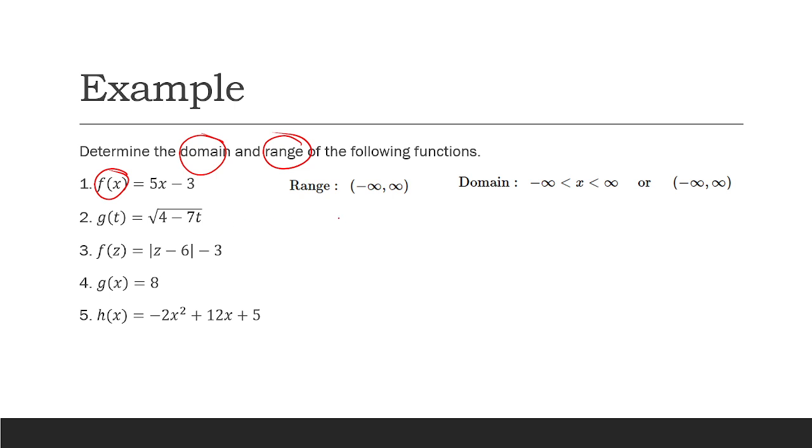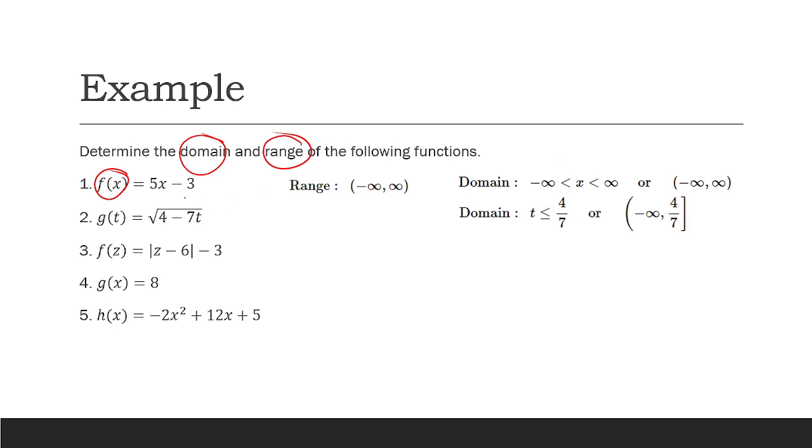So, therefore, yung domain natin ay dapat yung value ng t natin will not make itong nasa loob ng radicand natin na negative. So, in that case, yung domain natin or yung pwede natin gamitin na value ng t is from negative infinity to 4 over 7. Because at 4 over 7, makikita natin yung term na to will be equal to 0.